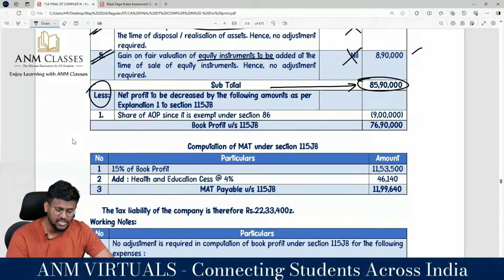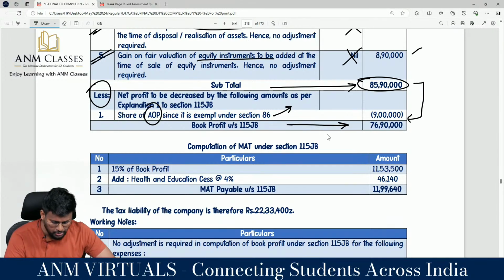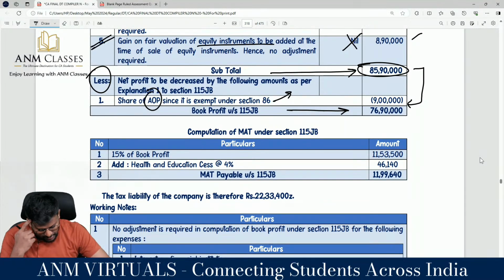Less: net profit to be decreased by the following amount as per the explanation to 115JB. Share of AOP, since it is exempt under section 86, this is 9 lakh, no need to pay tax. So book profit comes to 76 lakh 90,000.